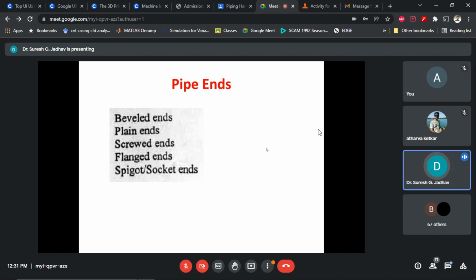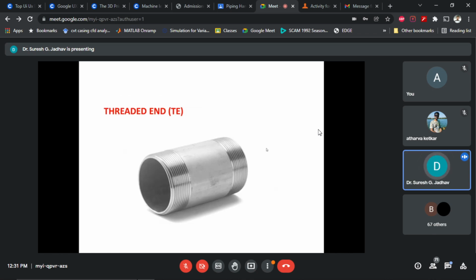When pipe to pipe or pipe to fitting joints are done by threaded connections. See here the threaded connections. So with the help of screw joints or screw ends, here we can connect pipe to pipe or pipe to fittings by threaded connections.